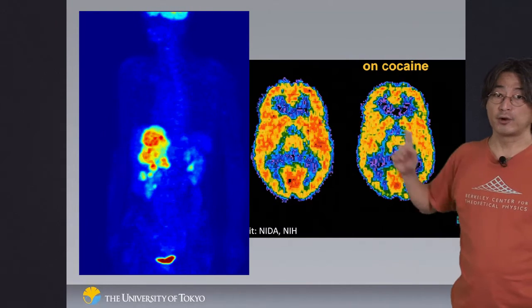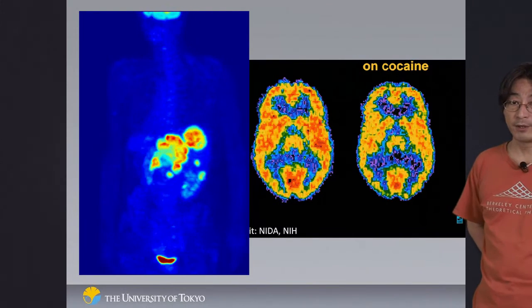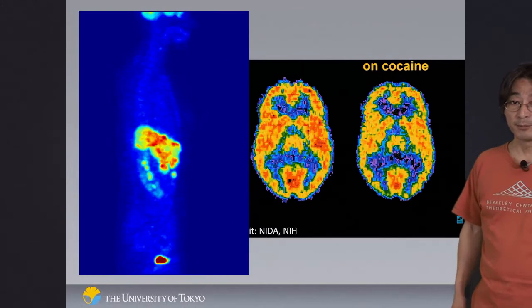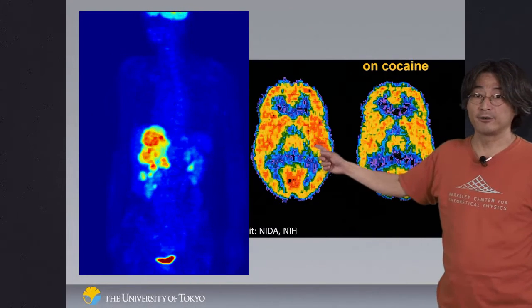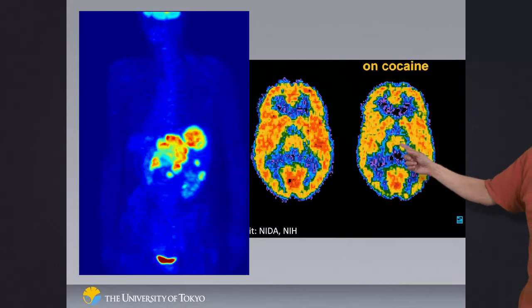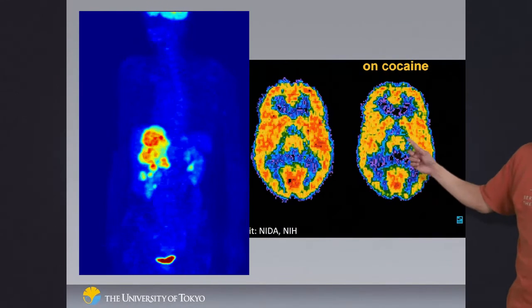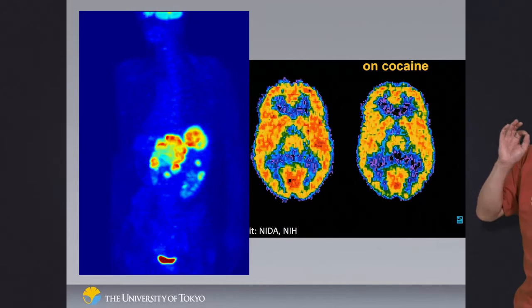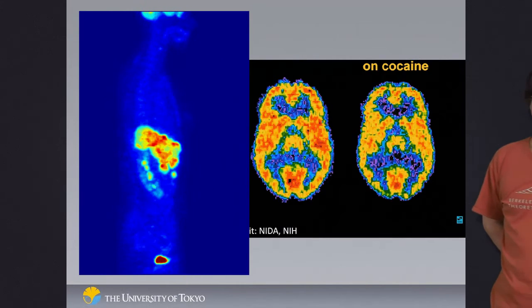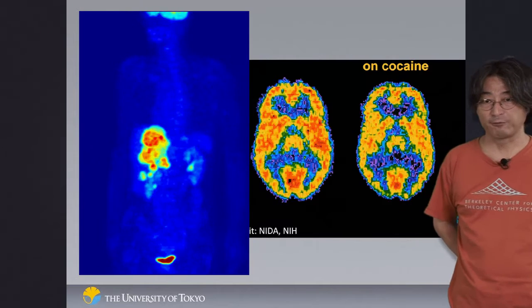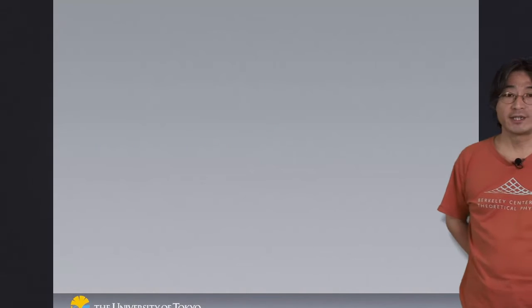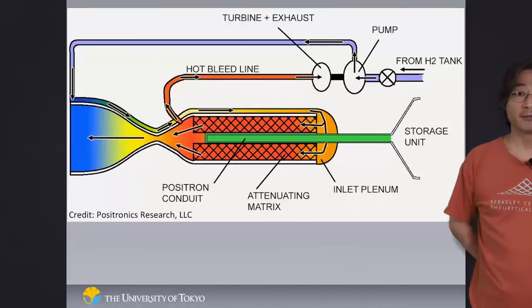And this is another picture of positron emission tomography, or PET, of a brain. And you can immediately tell that if you're influenced by cocaine, your brain looks quite a bit different from a normal brain. So this is another way of telling you to never abuse drugs like cocaine, which is very bad for you. So anyway, this is what we know about antimatter.